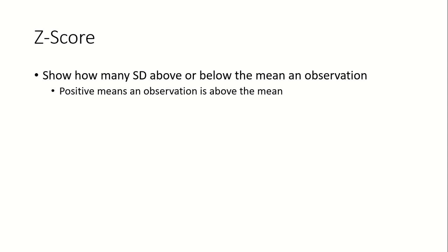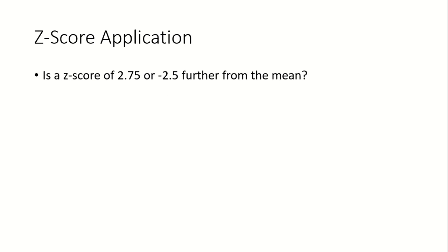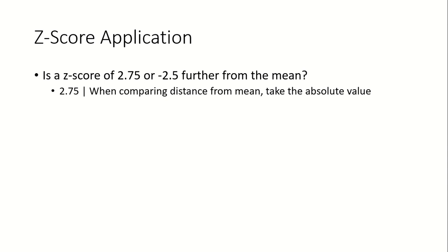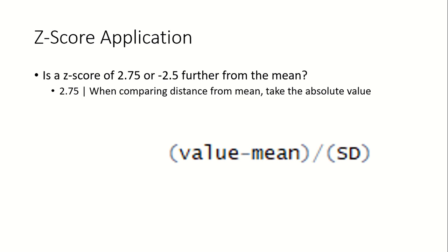A z-score shows how many standard deviations above or below the mean an observation is. Positive is above the mean, and negative is below the mean. The absolute value is distance. So for example, a z-score of 2.75 is further from the mean. The difference between positive and negative is 2.75 is above the mean, 2.5 is below the mean. So that means 2.75 as a z-score is more rare. To do this, you take value minus mean divided by standard deviation.